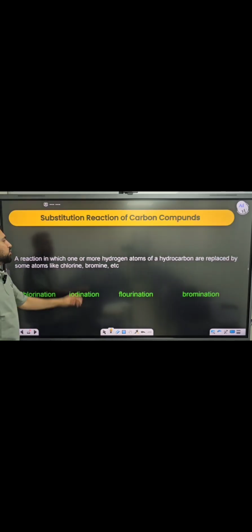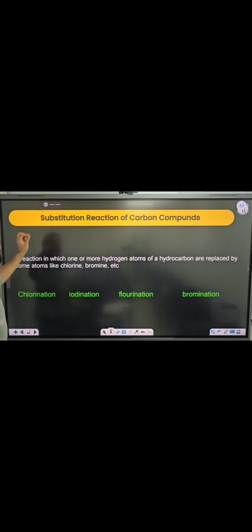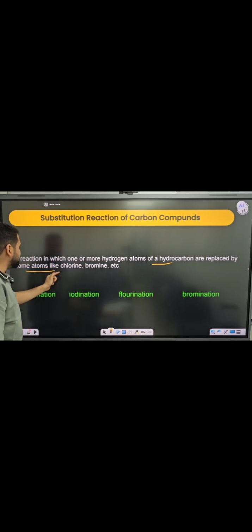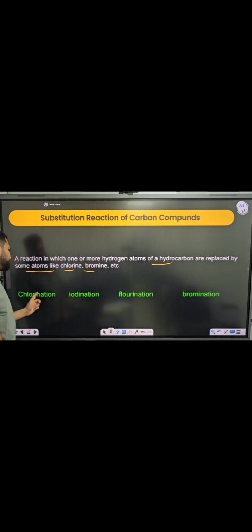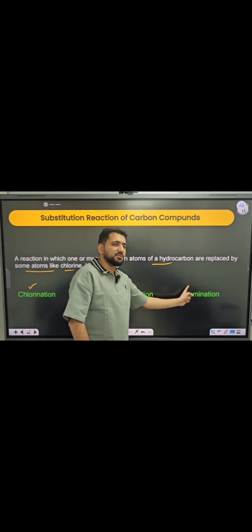Now there is one more, that is the substitution reaction of carbon compounds. How does this substitution reaction work actually? It is a reaction in which one or more hydrogen atoms of a hydrocarbon are replaced by other atoms like chlorine, bromine, etc. If you are replacing with the help of chlorine, that reaction is called chlorination. Similarly iodine, iodination. Fluorine, fluorination. And if you are adding bromine, that's called bromination.